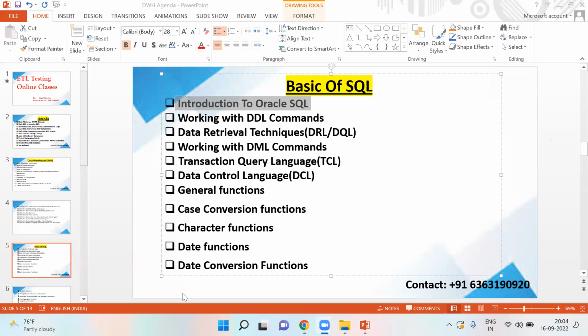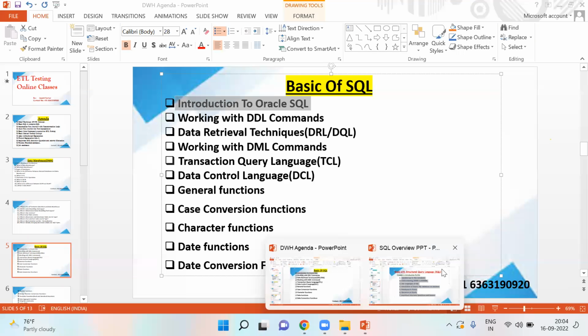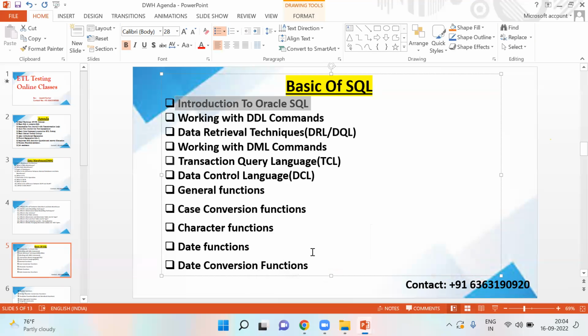Yeah, tell me what questions you have. Sir, whatever topics you explained right now all belong to SQL. Yeah. So other than SQL, which things are available in the syllabus? I have just now explained the complete roadmap of your ETL testing.